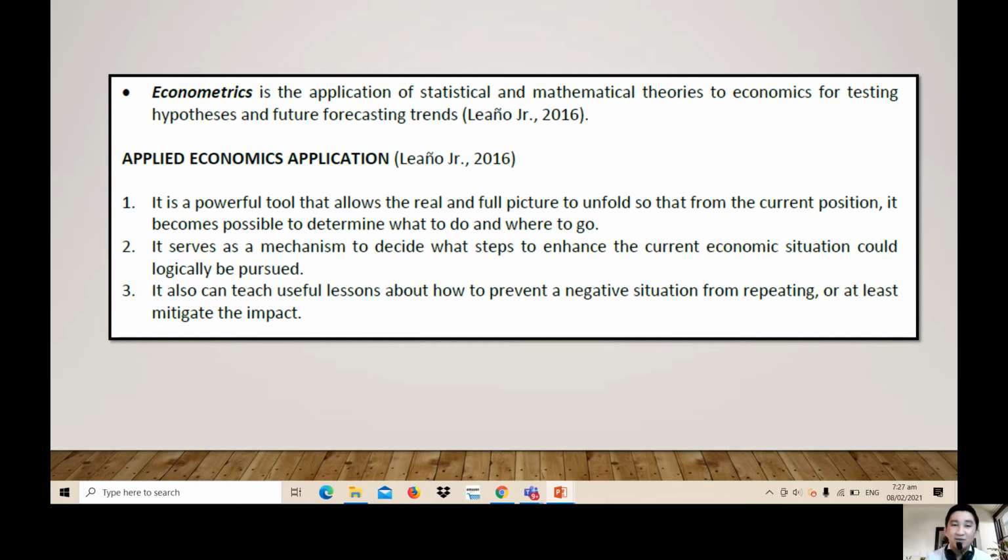It also teaches useful lessons about how to prevent a negative situation. Because it has happened before, in the past, and alternatives have already been made, practically it will no longer happen in the future, or if it does happen, we already know how to solve it, to mitigate the impact.